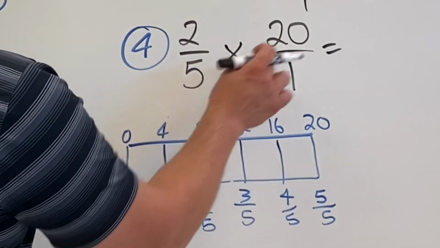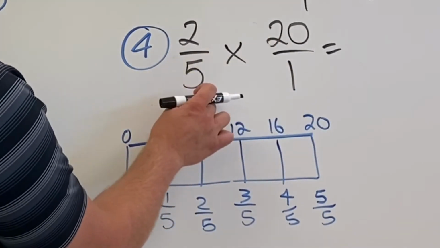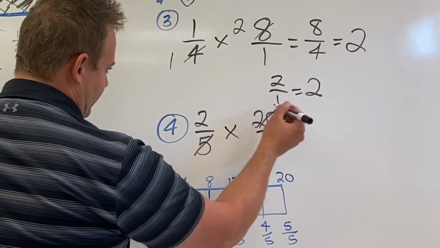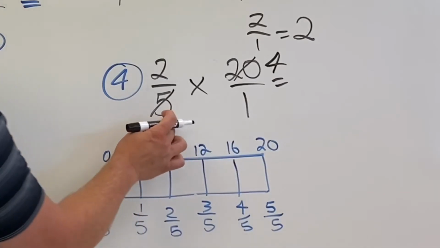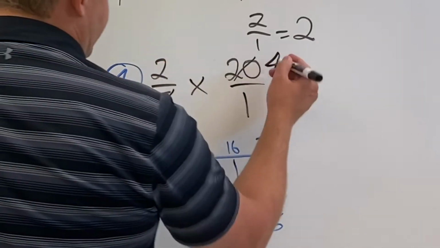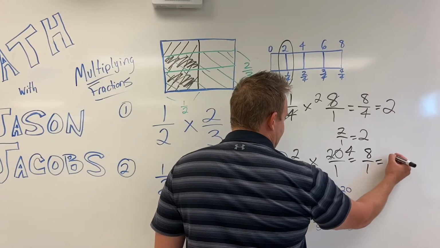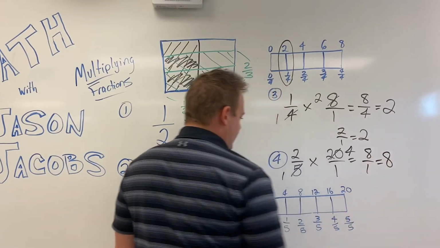So what goes into both 5 and 20? A common factor. That 5 is a factor of 20 and 5, and 20 divided by 5 is 4, and 5 divided by 5 is 1. So 2 times 4 is 8, and 1 times 1 is 1. 8 over 1 equals 8.